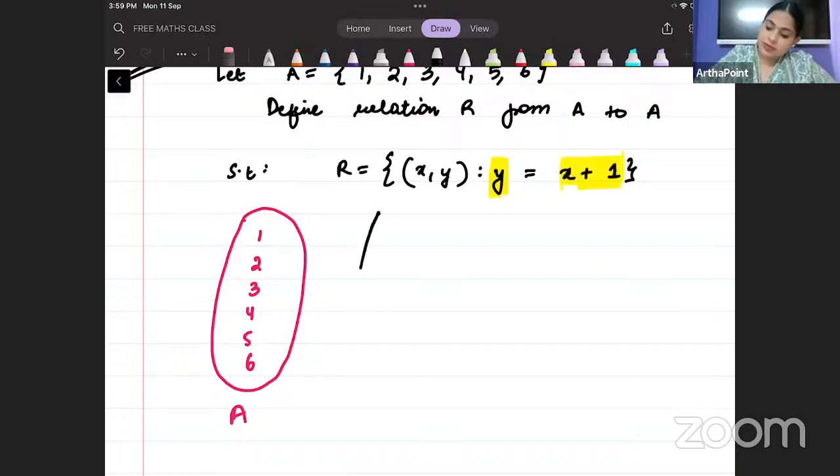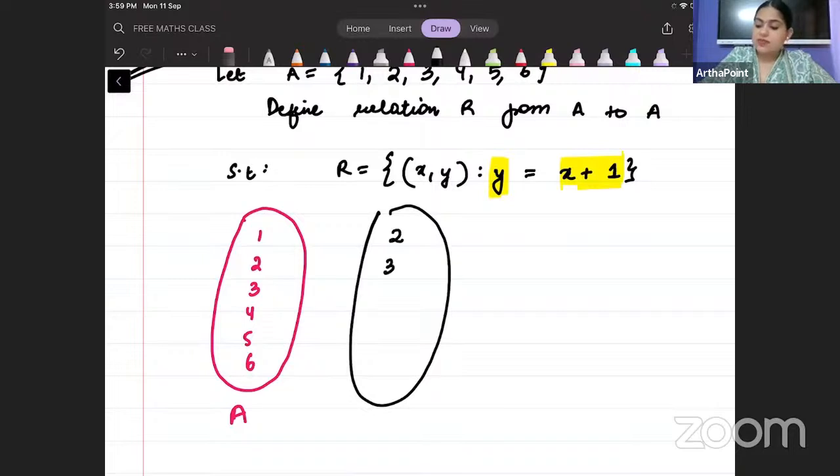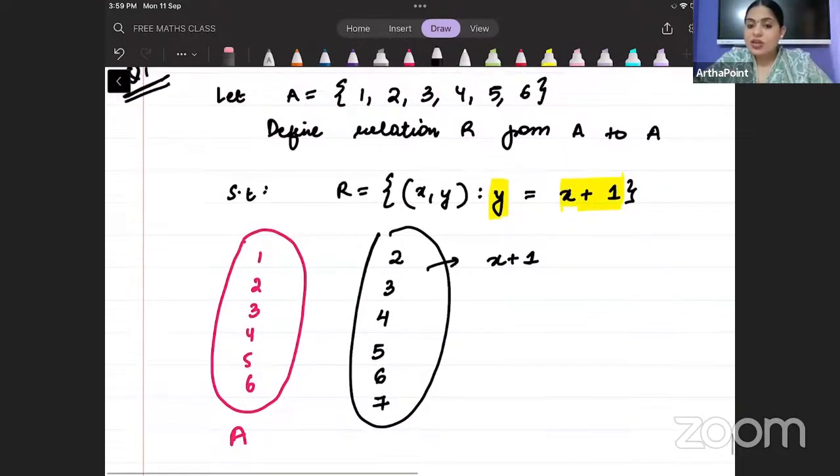So what will happen? Ma'am, 1 plus 1 will be 2, 2 plus 1 will be 3, 3 plus 1 will be 4, 4 plus 1 will be 5, 5 plus 1 will be 6, 6 plus 1 will be 7. And this is it, ma'am, this is x plus 1. Wrong. Why? Because I cannot go ahead and I cannot exceed A.